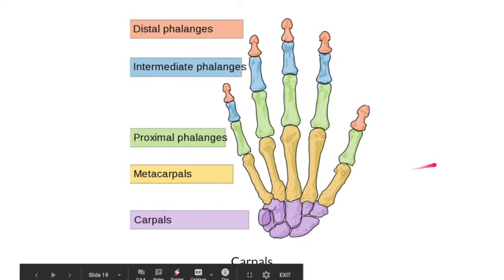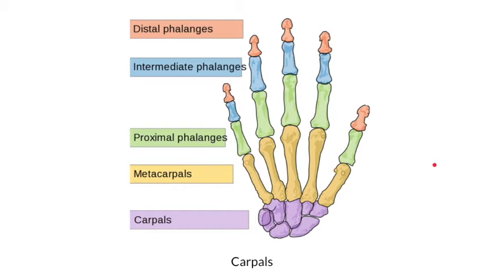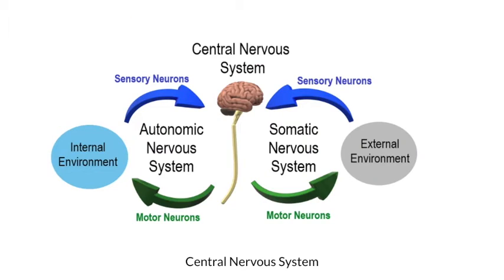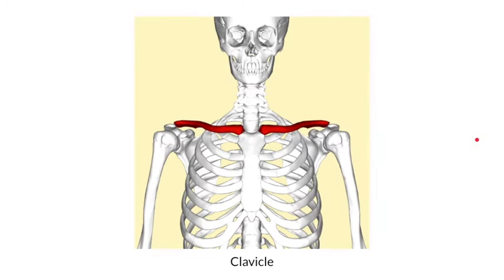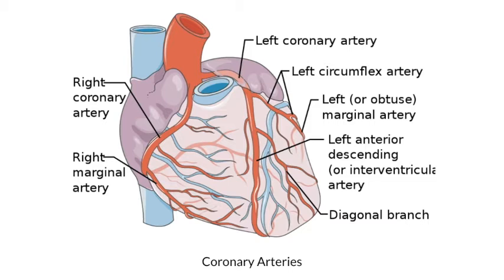Carpals, if this is the impression of the left hand, just the base of where the fingers start, that's the wrist bone, which is also known as carpals. Central nervous system, which is made up of the brain and brainstem, as you can see in this picture here. The clavicle bone, which is also known as collarbone, you can see that in the red. It's the first longitudinal bone at the beginning, just below the neck.